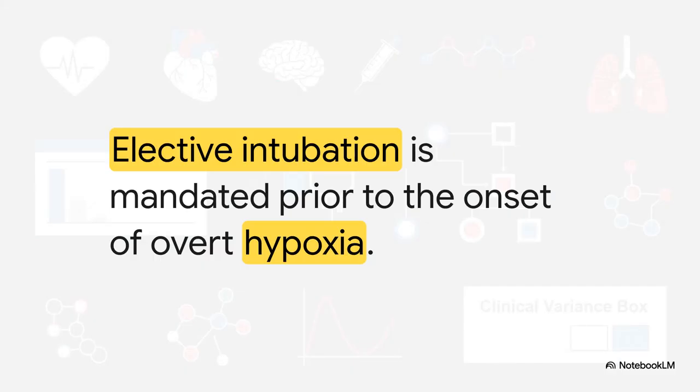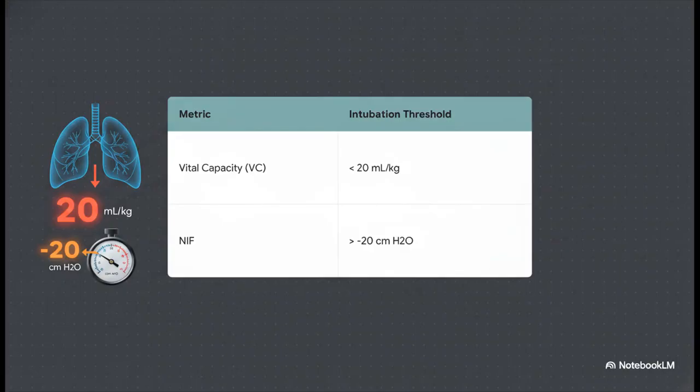Let's apply the absolute intubation rule for neuromuscular respiratory decline. You do not wait for the arterial blood gas to show a plummeting PaO2 or a spiking PaCO2. Elective, controlled intubation is mandated prior to the onset of overt hypoxia or hypercarbia. Waiting for gas exchange to fail in a paralytic patient is a fatal error, period. You need to know the strict numerical thresholds for intervention. That means a vital capacity dropping below 20 milliliters per kilogram or a negative inspiratory force greater than negative 20 centimeters of water. Remember, NIF is a negative number.